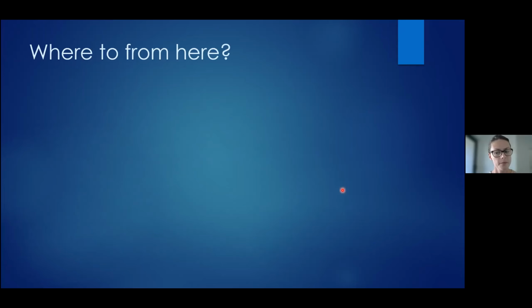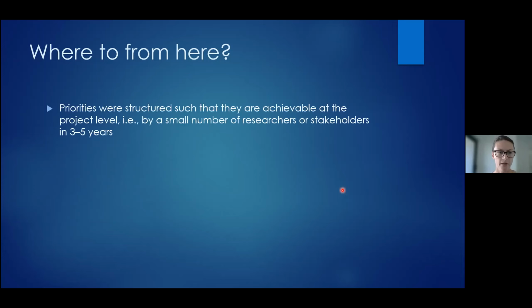So that's a bit of a summary of what we found from our two surveys and all our analysis from the survey data. So where to from here? Well, the first thing was that the priorities were structured such that they're achievable at the project level. So a small number of researchers or stakeholders in a sort of 3 to 5 year timeframe. So the first and most obvious thing to do is to actually start addressing some of these priorities. So picking out a few that are of interest to you, of interest to your colleagues, and going, actually, we're going to try and address this.